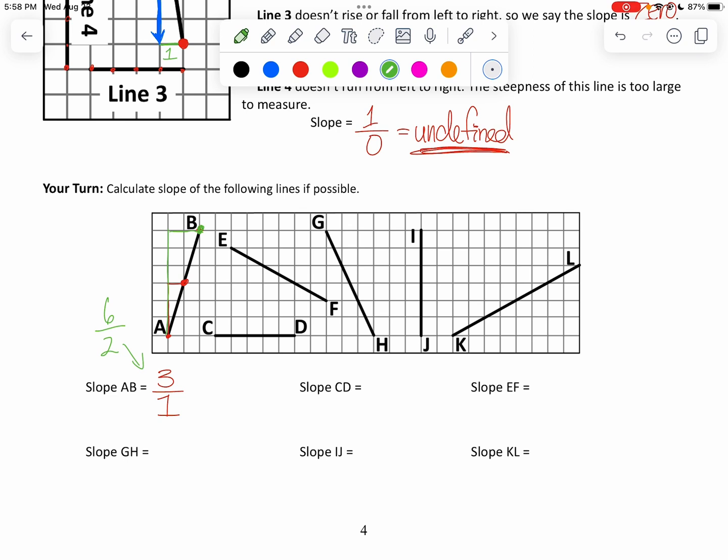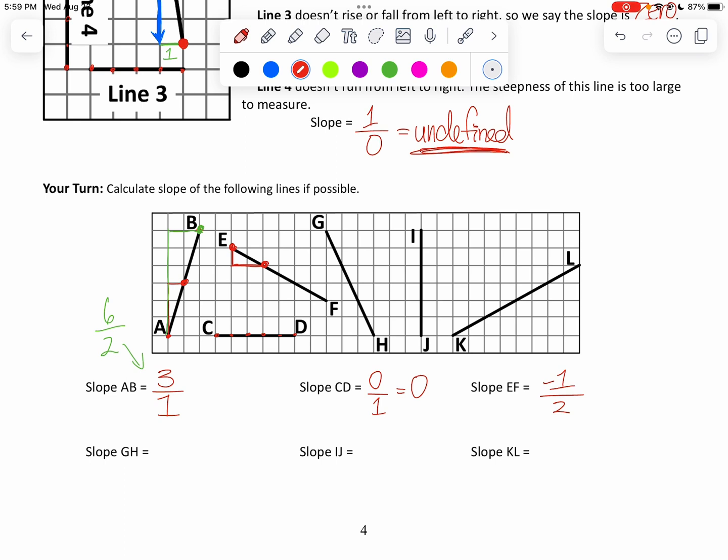Okay, next up for line CD, we have the case where we have a perfectly horizontal line, meaning that it's completely flat and we have a slope of 0/1 or just a slope of 0. For EF, we have two nice points here and here. I'm going down by 1, so we're going to have a -1 in the numerator, and to the right by 2, so we're -1 by 2.